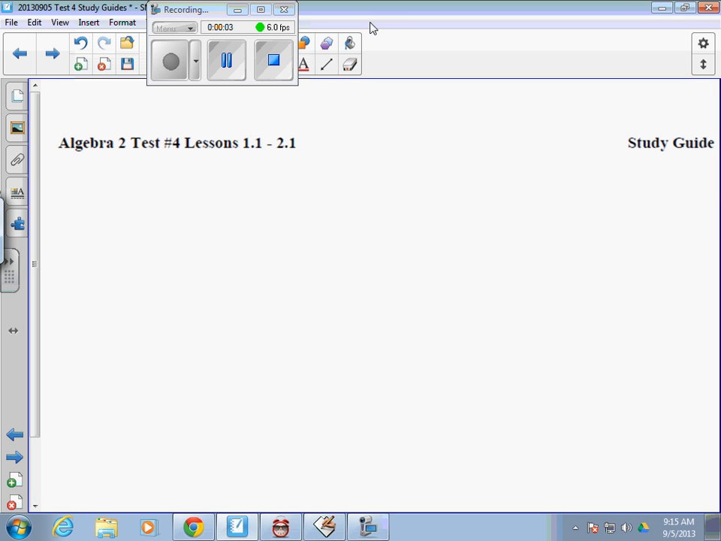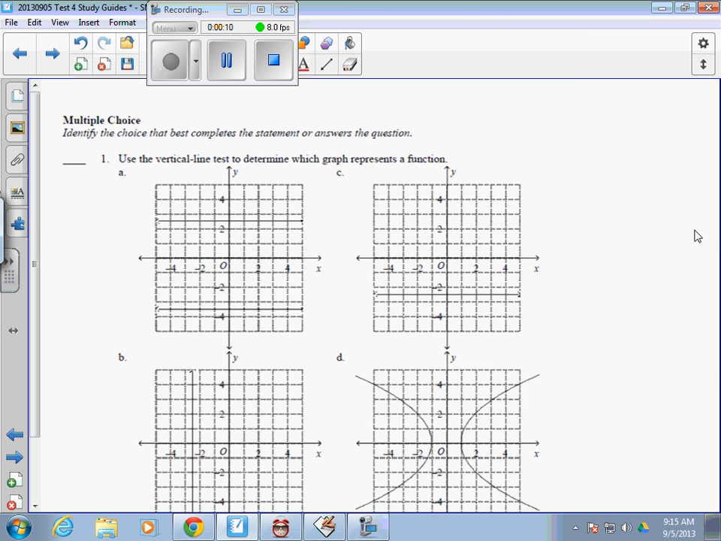This is Algebra 2, test number 4 study guide from sections 1-1 through 2-1. Number 1 says use the vertical line test to determine which one is a function.